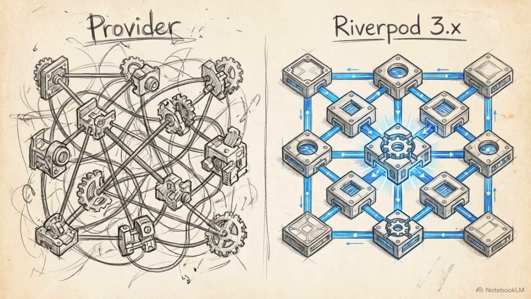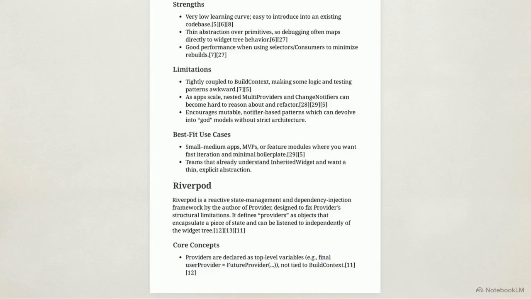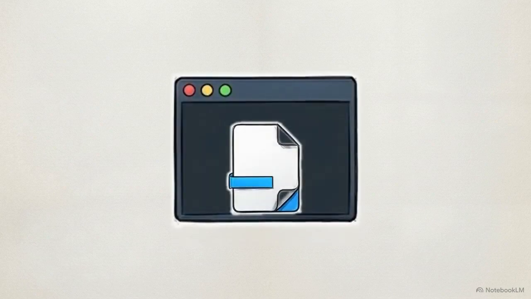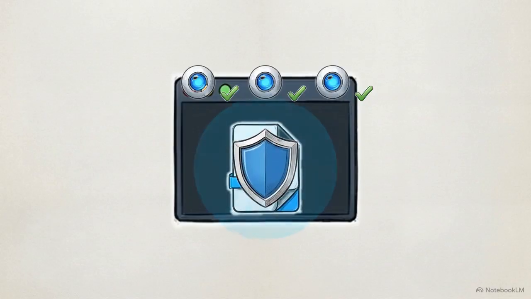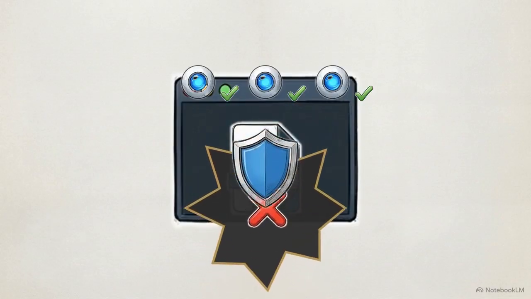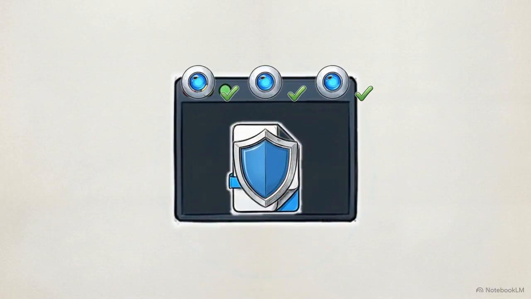To solve these structural issues, the original author of Provider completely rewrote it, creating Riverpod 3.x. Looking at Riverpod's core concepts, the defining feature is that providers are declared as top-level variables. They are not tied to the build context, completely decoupling your state from the widget tree. Because these providers are global variables, the Dart compiler can verify type-safe access before the code even runs, preventing the fatal runtime errors common in legacy provider apps.